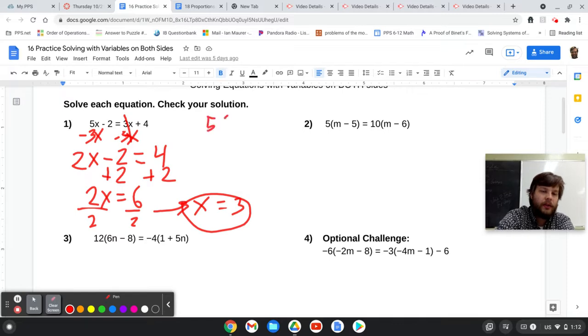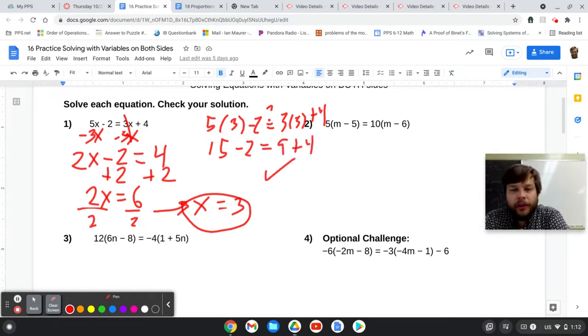Checking your answer, does 5 times 3 minus 2 equal 3 times 3 plus 4? Well, ask yourself, does 15 minus 2 equal 9 plus 4? Both are equal to 13.